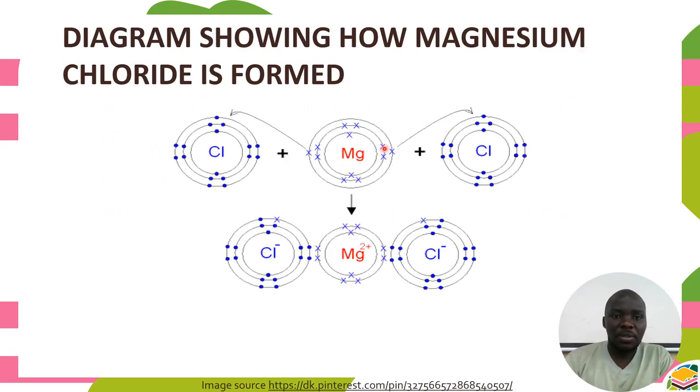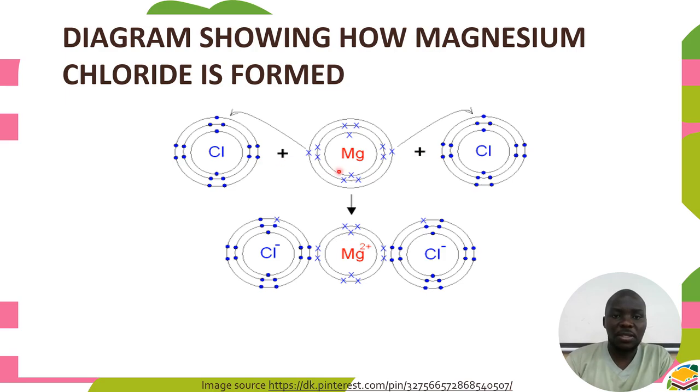The diagram is this. We have 2 chlorine atoms. The valence electrons are going to be released by 1 magnesium atom, and each chlorine is going to gain 1 electron, which is one electron from magnesium. After it has been released, this one becomes positively charged. As you can see here, we have positive charge.